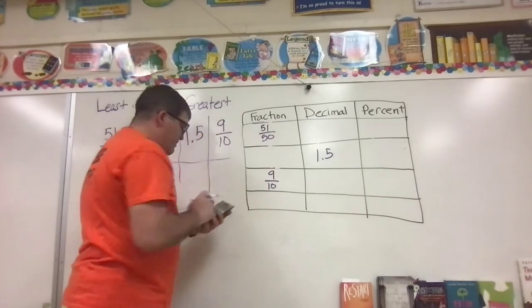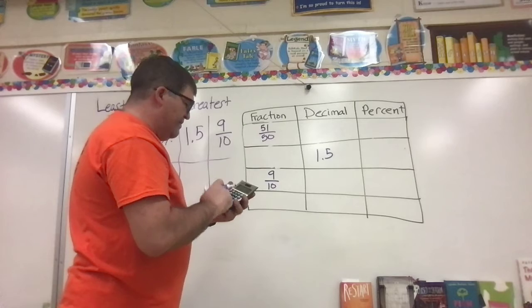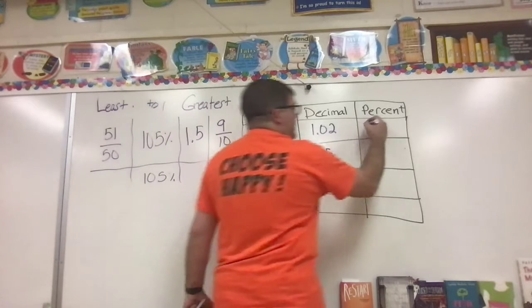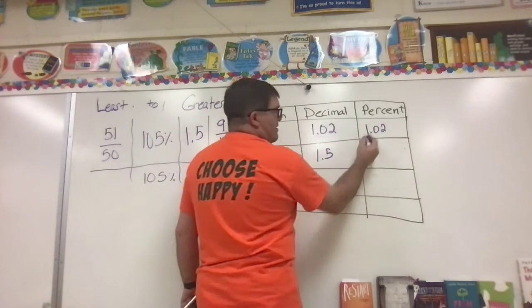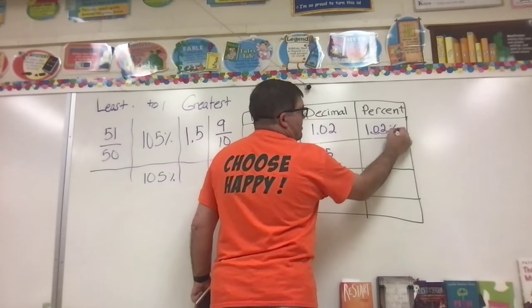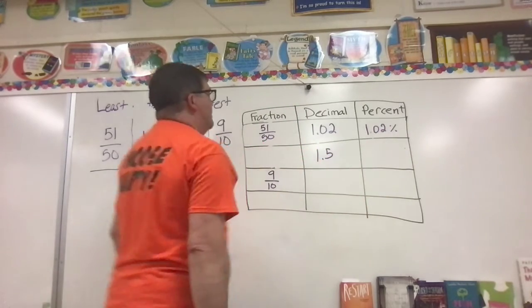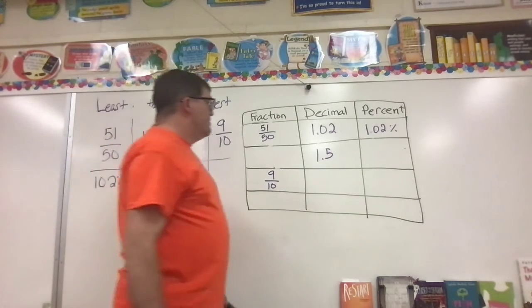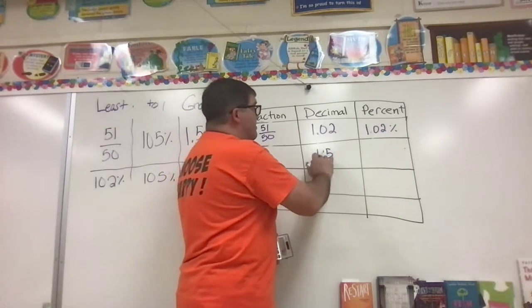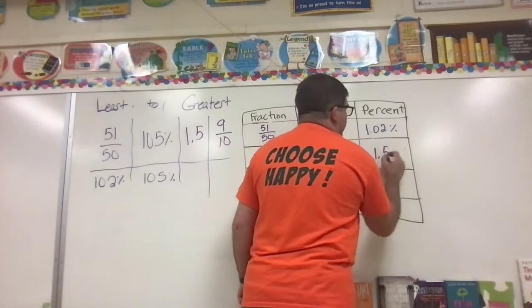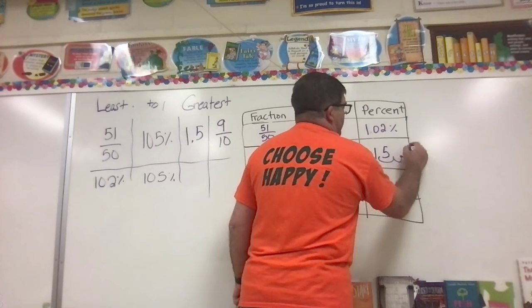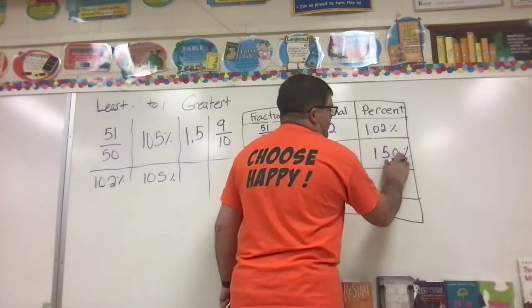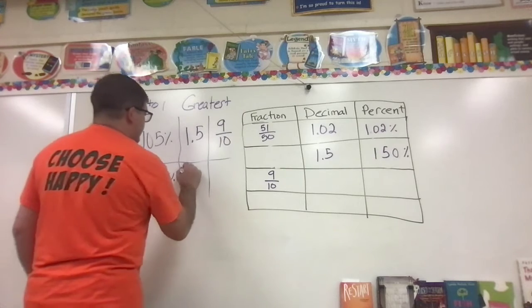51 over 50. So I take 51 divided by 50 equals 1.02. And then I move the decimal 1, 2, put my percent symbol, 102%. So 51 over 50 is 102%. Now this one, I don't have to worry about fraction. I'm just going to start from my decimal and go this way. 1.5, 1, 2, and then my percent symbol. There's nothing here, so I have to put a 0 there. And that one gets me 150%.